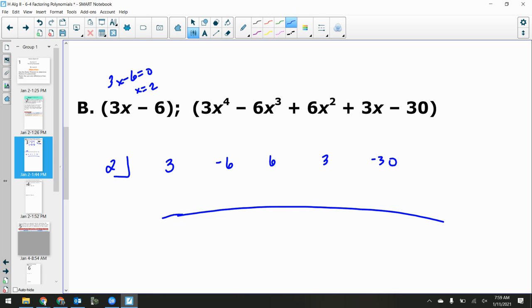Make sure every term is represented. And now we run synthetic division. 3, 6, 0, 0, 6, 12, 15, 30, 0. Is 3x minus 6 a factor of that big polynomial? Yes, it is.